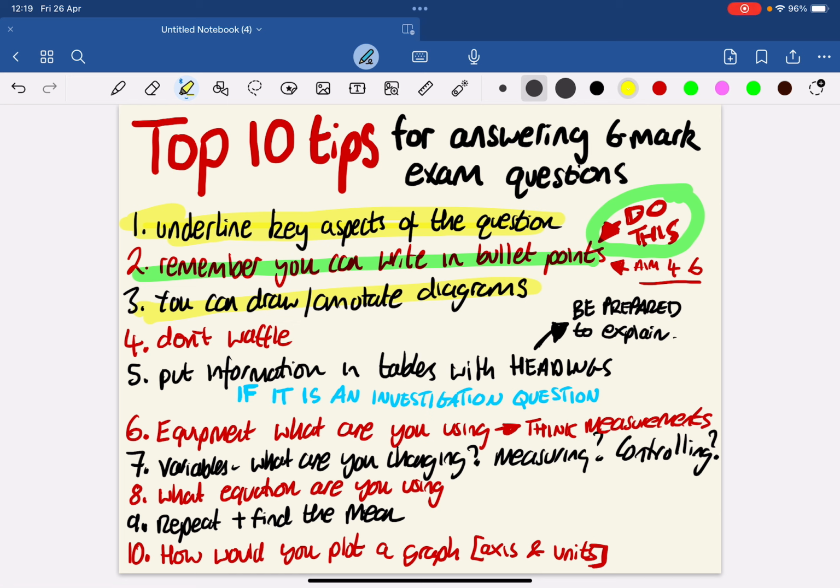And linked to what we've just said so far, what's really important is that we don't waffle. When we waffle, we can contradict ourselves. When we contradict ourselves, we don't gain a mark. Okay, so we want to do the best that we can. So writing in bullet points should hopefully stop that.